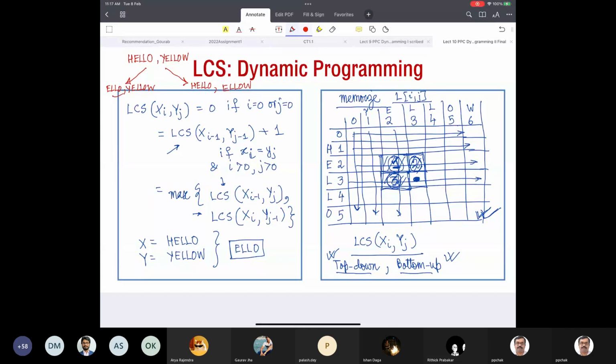Now here in this one, again E and Y don't match. So I will generate two of them from here. One will be LLO and YELLOW. The other will be ELLO and ELLOW. Up to here is clear? Yes, sir. Now here again in the right side, HELLO and ELLOW again don't match. So H and E don't match, so I'll generate two. One will be ELLO and ELLOW. The other will be HELLO and LLOW. Are you clear?